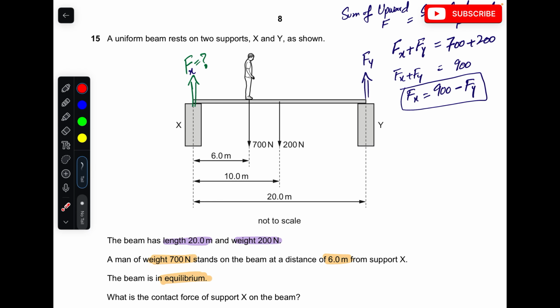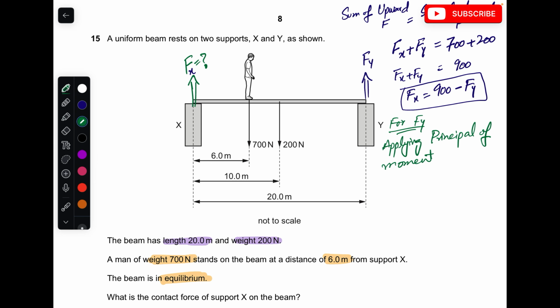Okay, another thing, this person is not standing at the middle. If this person is standing at the middle, its weight will be equally divided here and here. And the weight of the beam will also be equally divided here and here. Okay, but it's not standing at the middle. So we have to find Fy. So to find Fy, I can apply the principle of moments. Okay, now it's my choice.